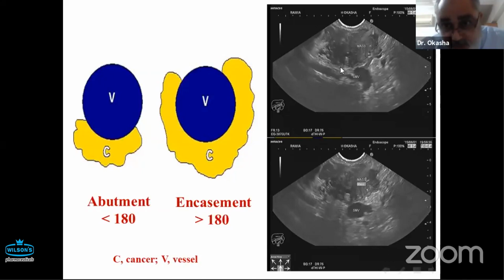This is a large mass, but involving less than half of the circumference of this vessel, which is the superior mesenteric vein seen from the bulb of the duodenum. And here, this is the same patient. The mass is present on one side of the vessel. Here there is no mass, so it is involving one side of the vessel, less than half of the circumference, or less than 180 degrees of the vessel.